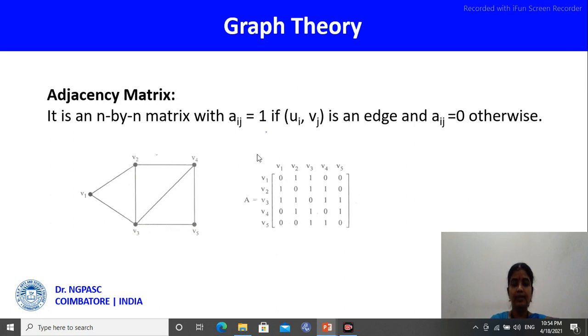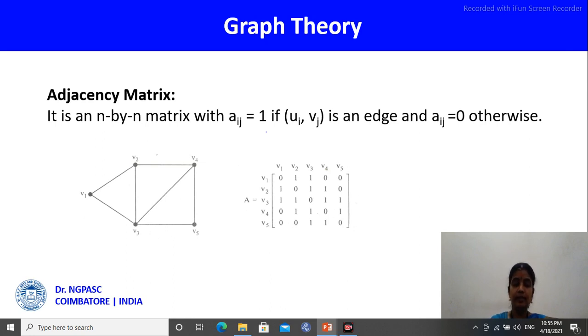Adjacency matrix. The adjacency matrix of a graph is an n by n matrix with Aij equal to 1 if (Vi, Vj) is an edge and Aij equal to 0 otherwise. If there is a connection between V1 and V2, then the value of the entry is 1. Otherwise, the value of the entry is 0. Let us consider this example.